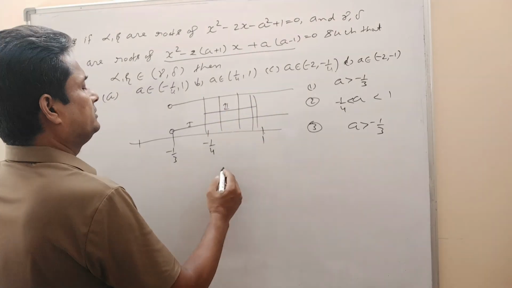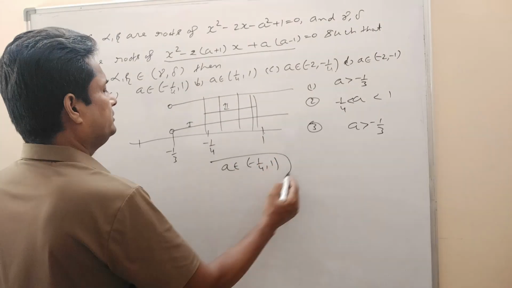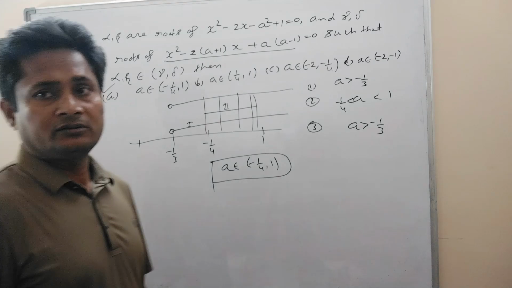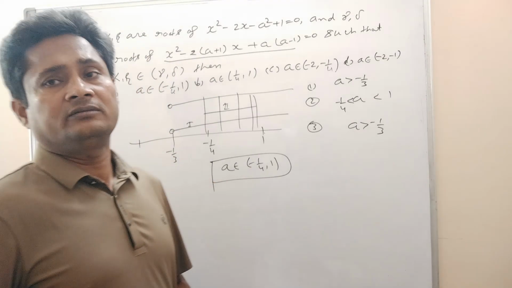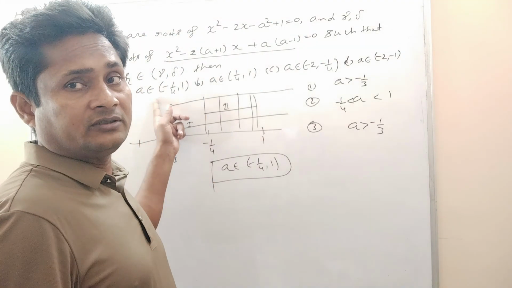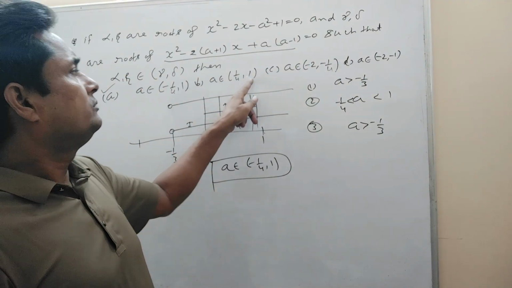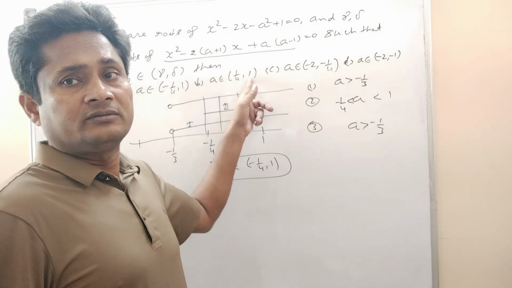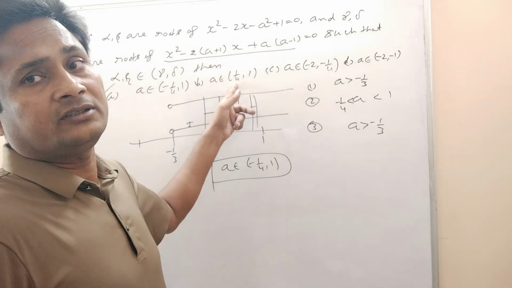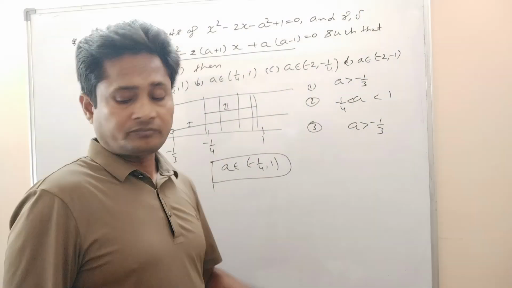So this is 1. So answer is what? Minus 1 by 4 to 1. So this is the answer. So best answer, if you want to choose only one correct option, then it will be this. If it is more than one correct answer, then 1 by 4 to 1 will also be the answer. So first and second answer if more than one correct answer. If single correct answer, then only first one is the correct answer.